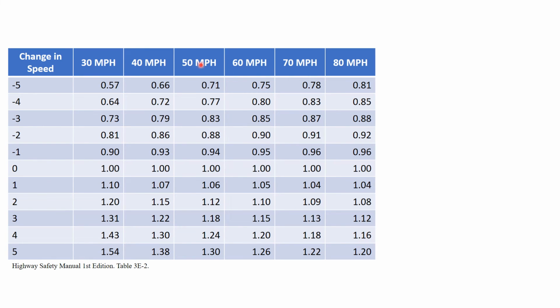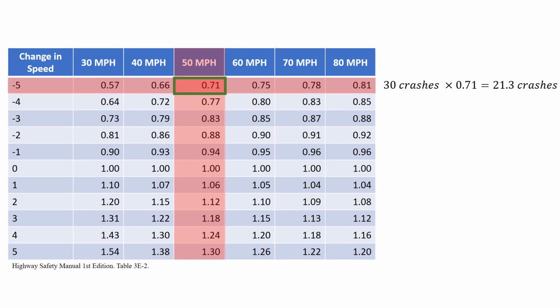In our particular example, we were given an initial speed of 50 miles per hour, and we were told that the speed drops by 5 miles per hour. So that's -5, and we're going to get a CMF of 0.71. So that's our multiplicative factor. We were told that we started with 30 crashes. We're going to multiply 30 crashes by 0.71, and we would predict or estimate that this reduction in speed is going to drop the number of crashes from 30 to 21.3, or approximately 21 crashes with this change in speeds.